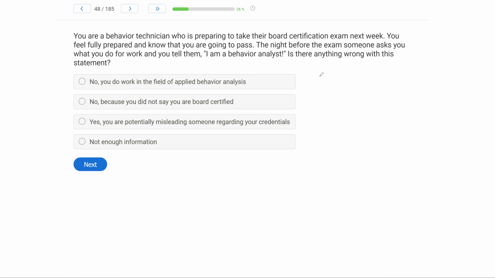What is the ethical idea or task item about misrepresenting ourselves? Well, we don't misrepresent ourselves in practice. So if someone asks what you do for work and you say you're a behavior analyst before you've passed your exam, you may potentially be misrepresenting yourself. So is there anything wrong with this statement?